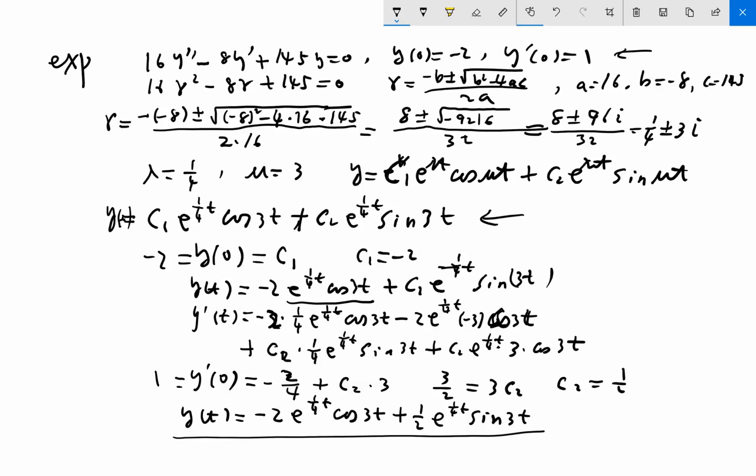In summary, if you have a linear homogeneous equation with constant coefficients, you solve its characteristic equation. If you get two complex zeros, that means you find your lambda and mu. You just plug them in here, and you find your solution.